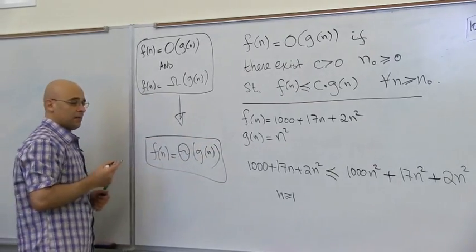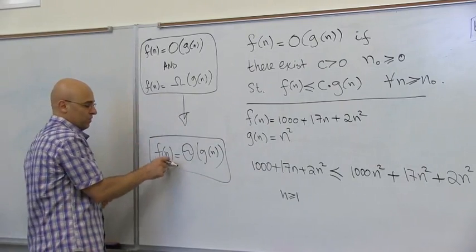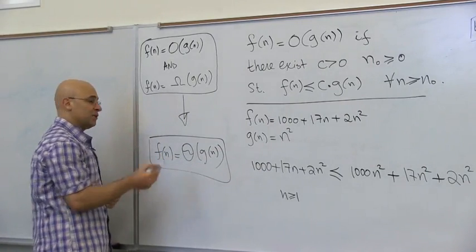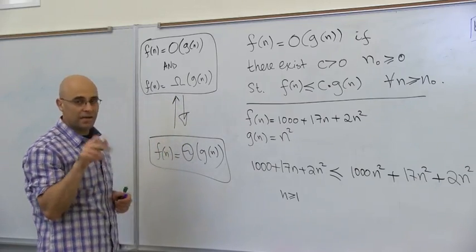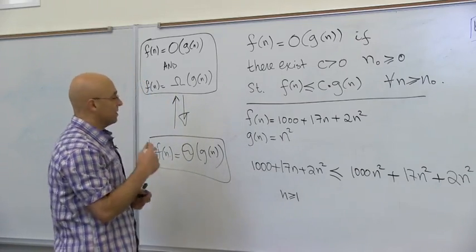In fact, you can go also this way. If you prove that f of n is theta of g of n, you have in fact proved that f of n is O of g of n, and at the same time, f of n is omega of g of n.